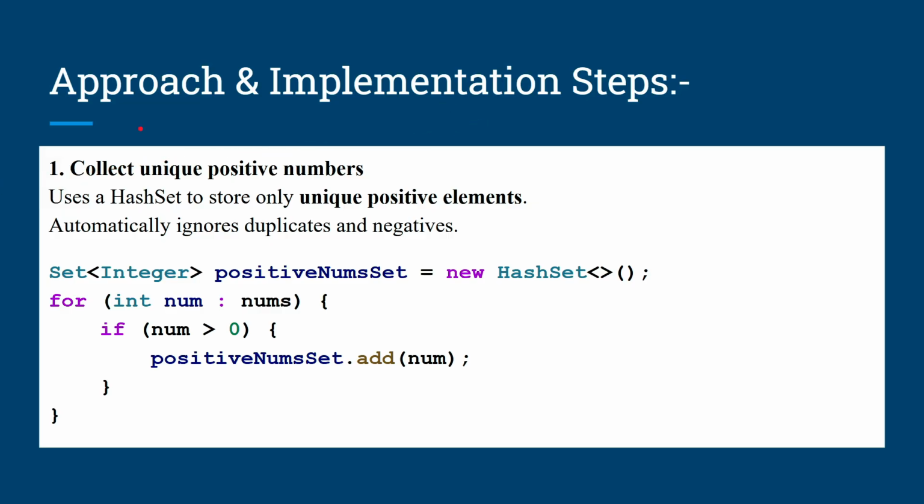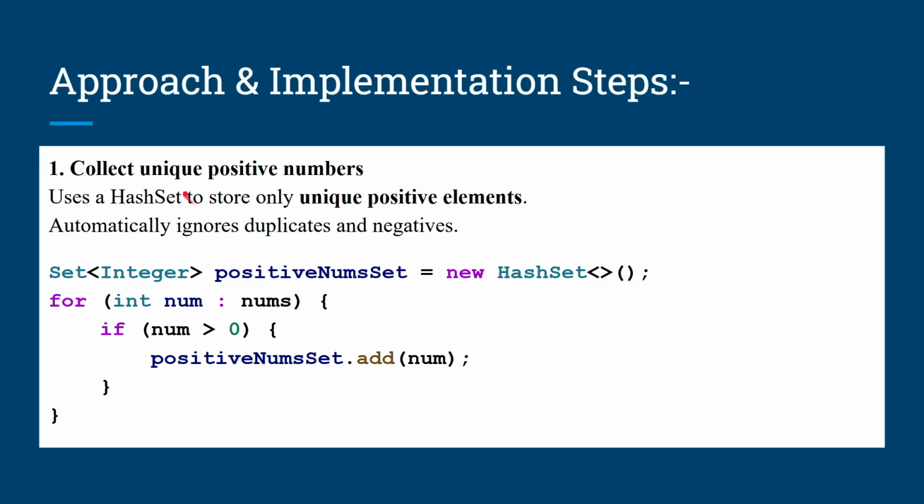Okay, now understand the approach. The approach is to collect unique positive numbers. The very first step is to do what? We will collect the unique positive numbers, which means we will use a hash set, right? If we want to store unique values, hash set is the best example. It will only store the unique values, so hash set will store only unique positive elements.